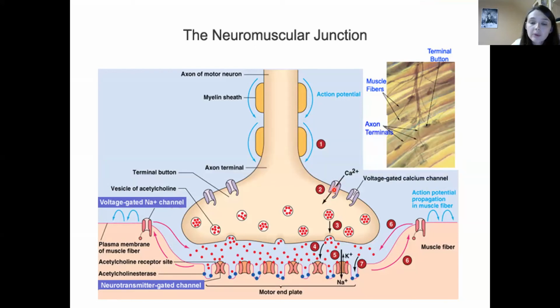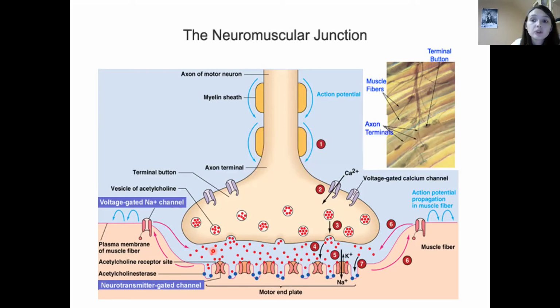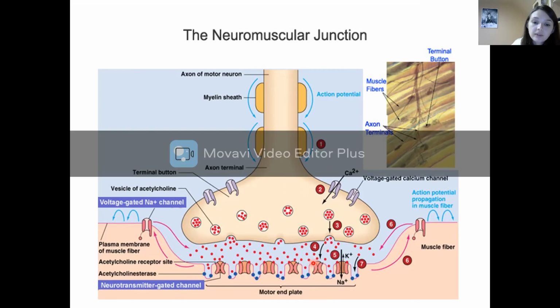Calcium will flow into the terminal and bind to the synaptic vesicles, which allows the synaptic vesicles to release the neurotransmitter acetylcholine into the synaptic cleft. In the neuromuscular junction, be attentive, the neurotransmitter is called acetylcholine. Acetylcholine is going to bind to the N-cholinergic receptors. Be attentive, N-cholinergic receptors. It means nicotinic receptors. In a neuromuscular junction, we have only nicotinic receptors.